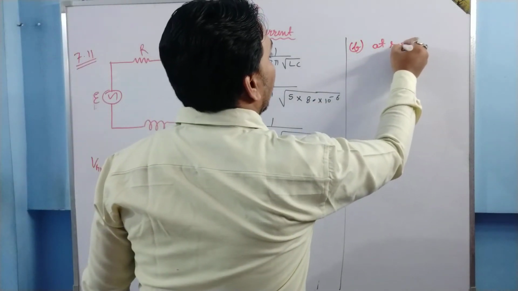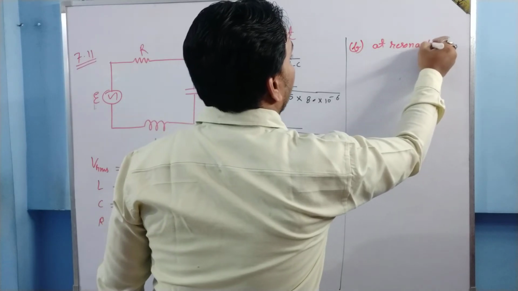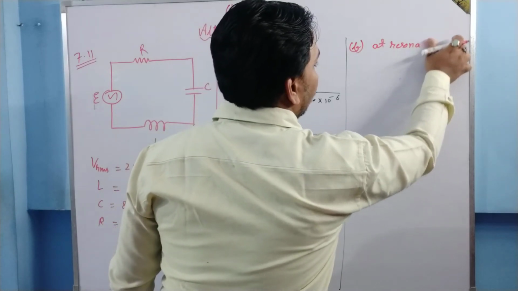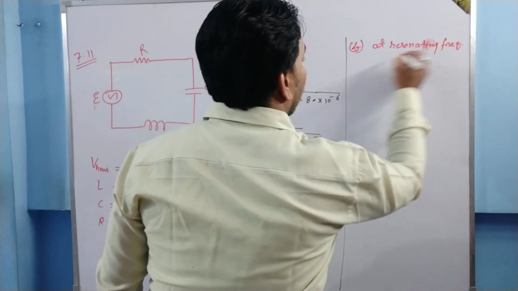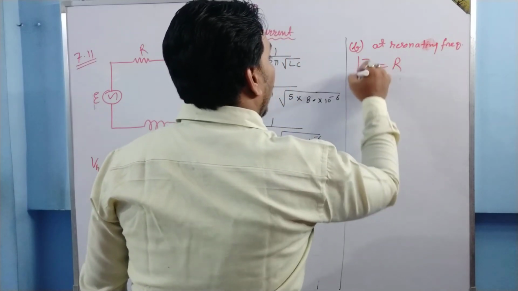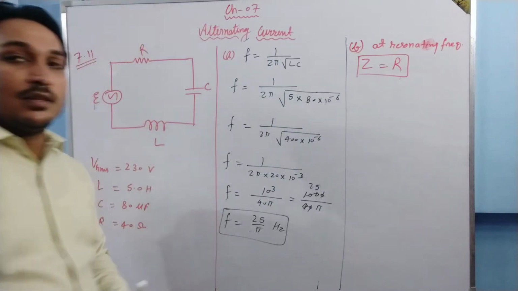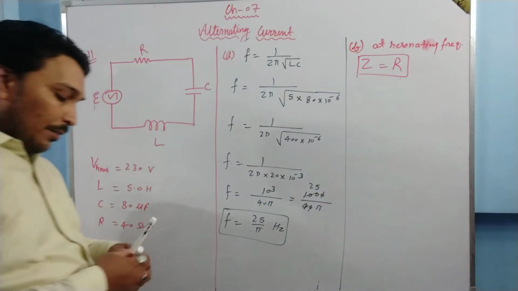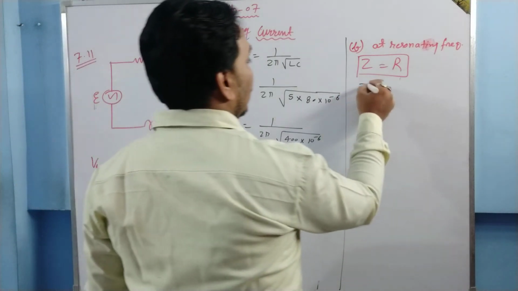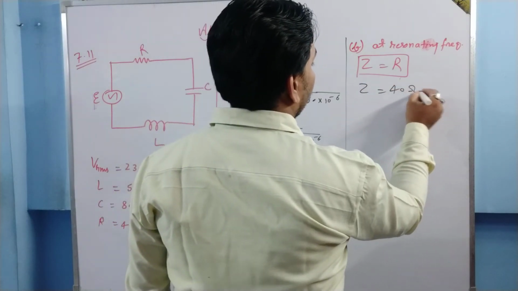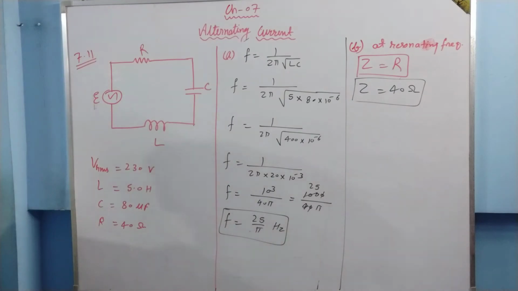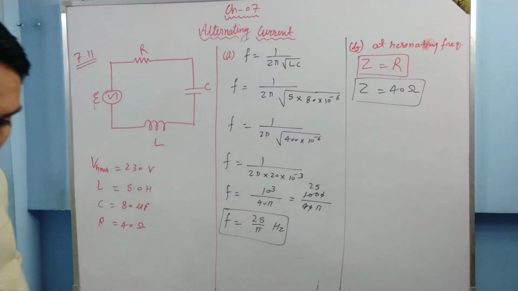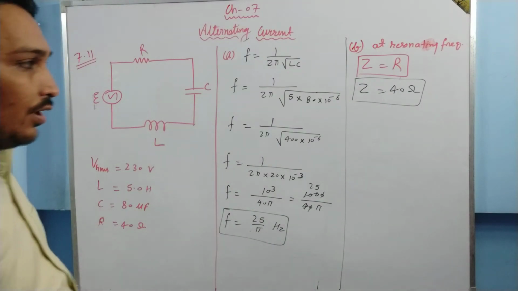At resonating frequency, the impedance of the circuit is equal to R only, because XL and XC cancel each other. So the impedance of the circuit, that is Z, is equal to what? 40 ohm. Okay. Now it is being asked what is the amplitude of current at the resonating frequency.